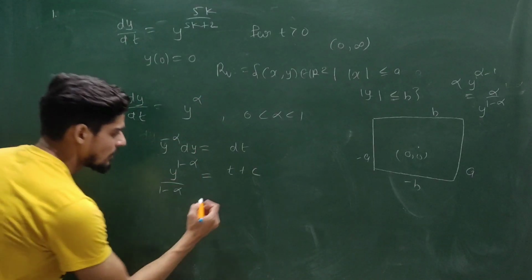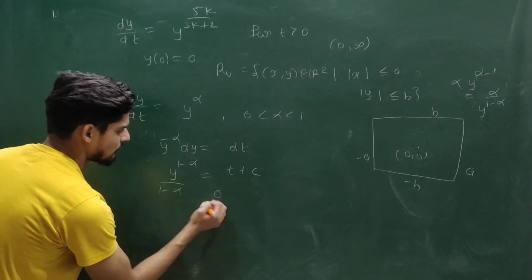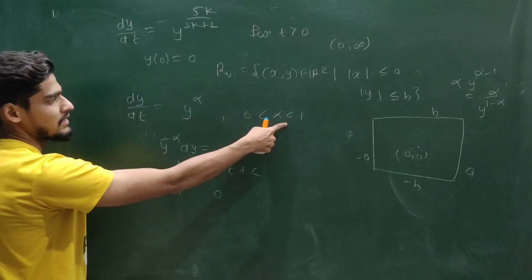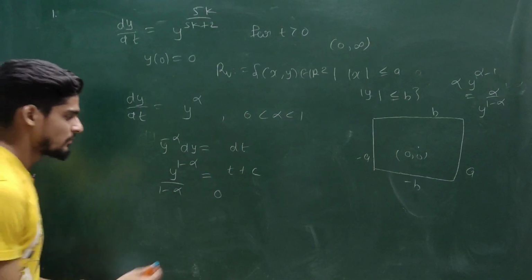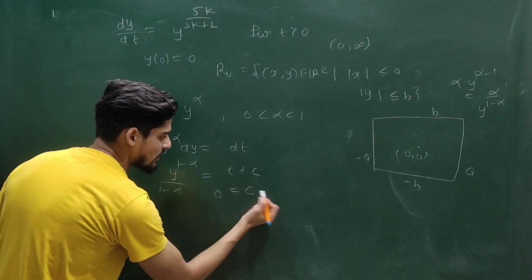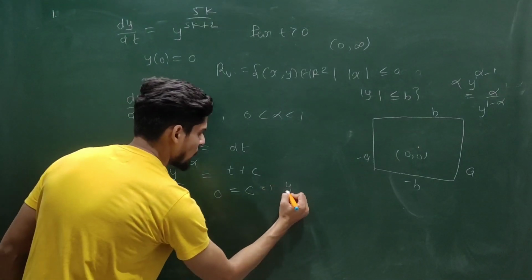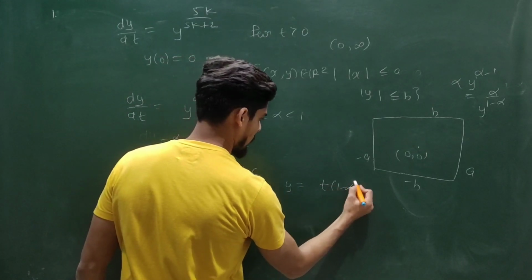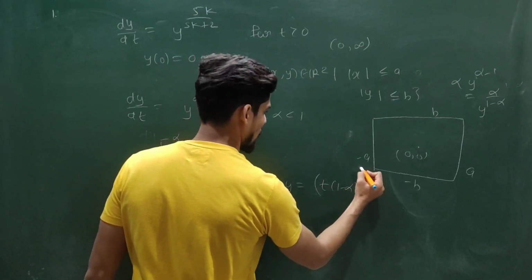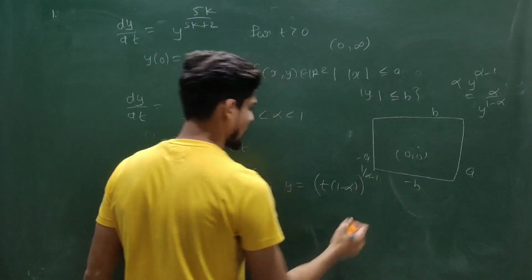So if you put this, then this will be 0. This is well defined because alpha is less than 1. Otherwise, if alpha is bigger than 1, then you cannot put 0 here. So this is 0 is equal to c. So your c is 0. So your y is equal to t times (1 minus alpha) whole power 1 upon (1 minus alpha).